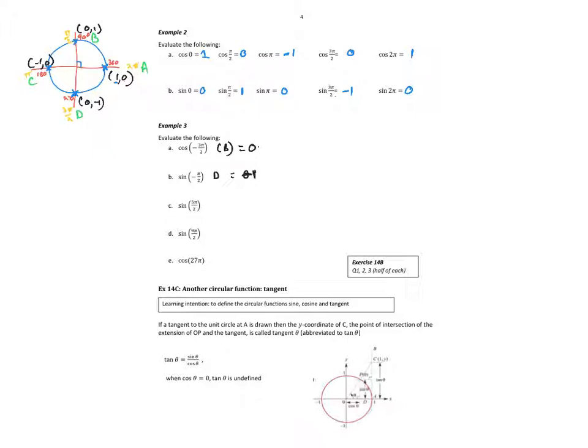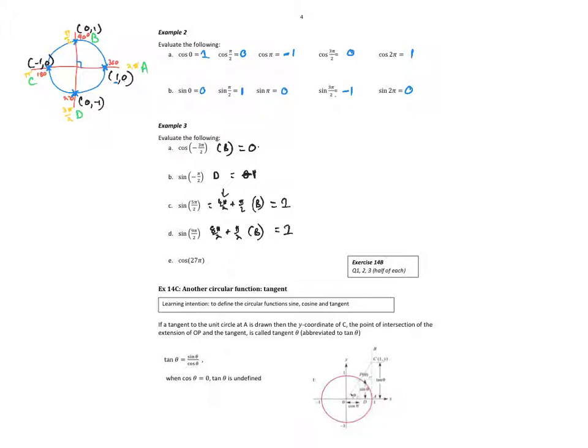5 pi on 2, well, we can count them up. That's the same as 4 pi on 2 plus pi on 2. Now 4 pi on 2 is the same as 2 pi, so that's going around the circle once. So 5 pi on 2 means I'm at the point B, and at that point sine is equal to 1. 9 pi on 2 is 8 pi on 2 plus pi on 2. 8 pi on 2 is just 4 pi, so it's back at the starting point, plus another pi on 2. So again, I'm at the point B, and sine at that point is also positive 1.